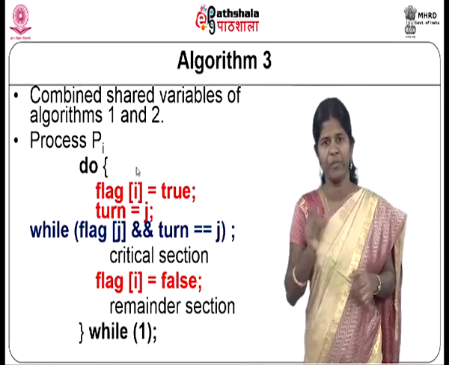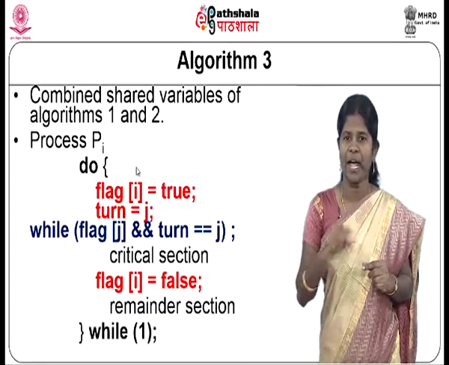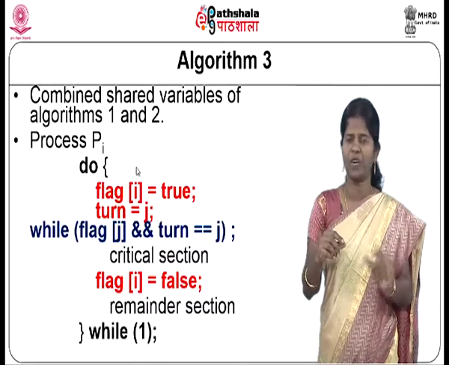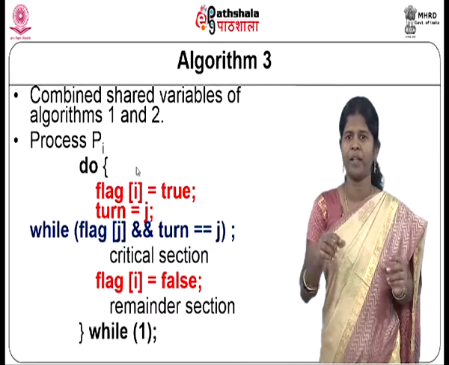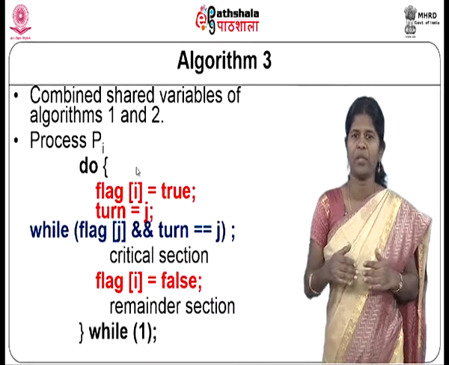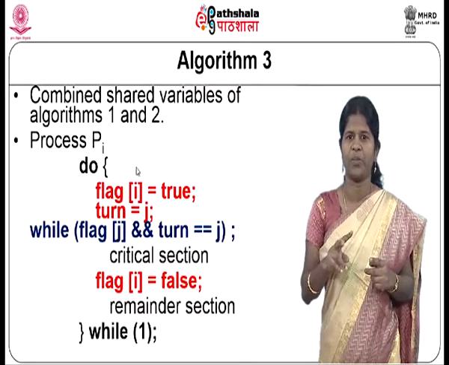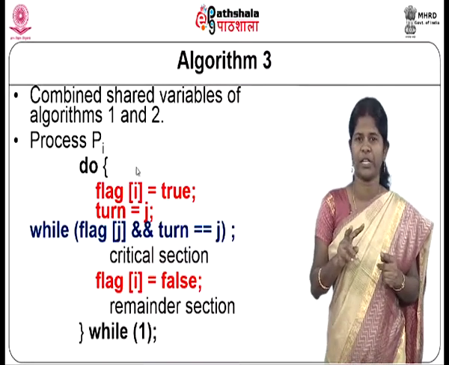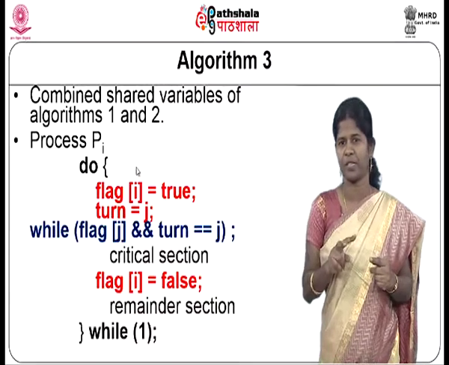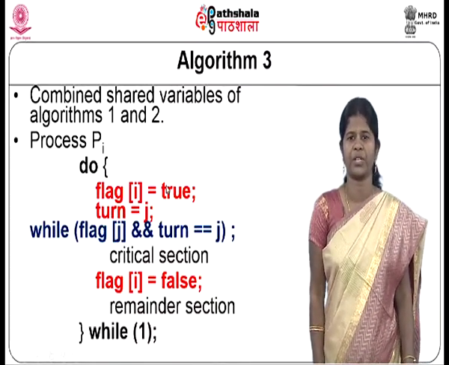And this turn is a variable that is common between P0 and P1, and flag is an array where you have flag of 0, which is used by process P0, and flag of 1, used by process P1. This again is an algorithm which gives a solution for two processes: when two processes try to compete for the critical section, how to synchronize. Okay? And we will see what happens here in the entry section.